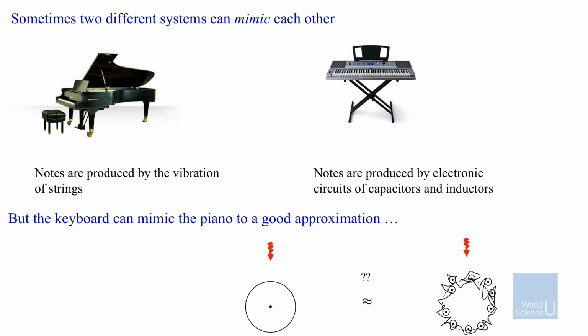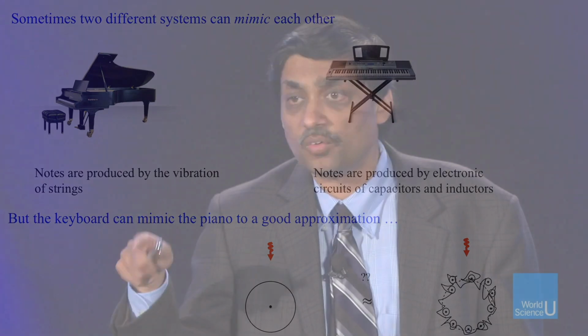But when you actually enter the room, you might find, hey, there was just a keyboard. Now, a piano produces notes by the vibration of strings. A keyboard actually produces notes by electric currents going in circuits. It's completely different, and yet they mimic each other to a very good approximation. Well, could the same be true here?